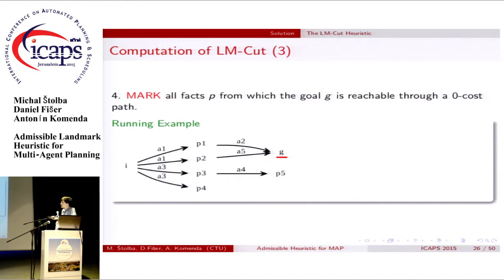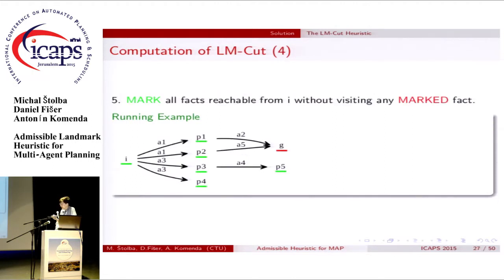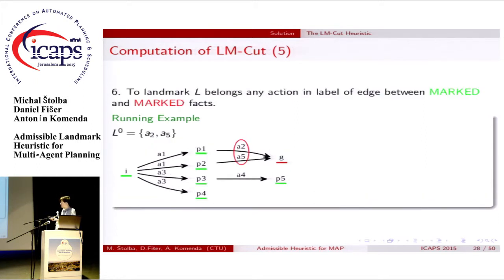So first of all, we search for all facts from which the goal is reachable by a zero-cost path. In this example, it's just the G. In the next step, we search for all facts which are reachable from the initial fact without visiting any of the red facts, like already marked ones. So in this case, it's all the other facts. And now the cut is formed by the actions which go from the green facts to the red facts. And the landmark consists of all actions which are in the labels of the actions in the cut. So here it's A2 and A5.